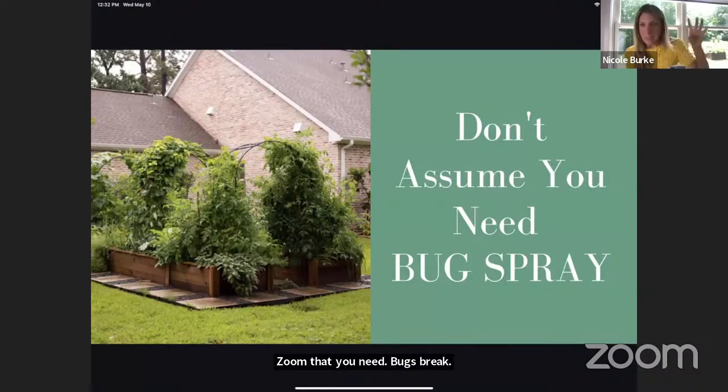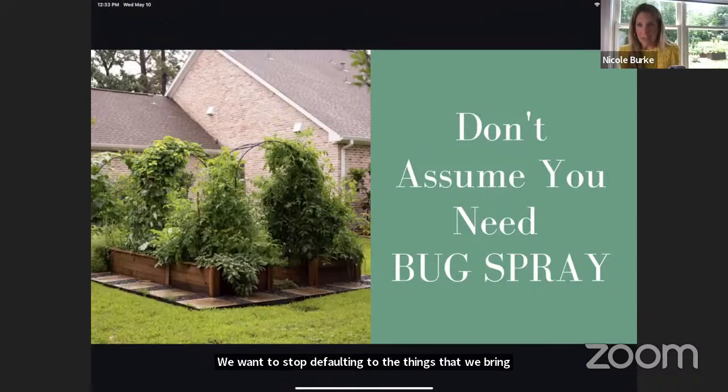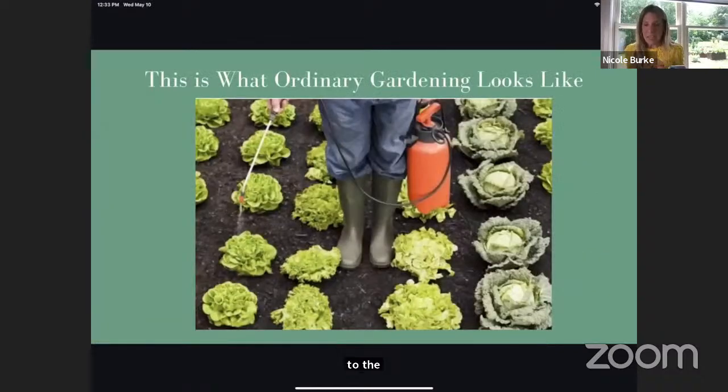We want to stop defaulting to the things that we bring to the garden, and we want to start thinking about nature. So this is what ordinary gardening looks like. Have y'all seen this? Let's notice a couple of things. Number one, she's standing on the soil. That's not a good idea. Number two, these plants are all really far apart from each other. Yes, not a good idea. Number three, these plants are all the same. They're all planted in rows and they're all the same kind of plants.